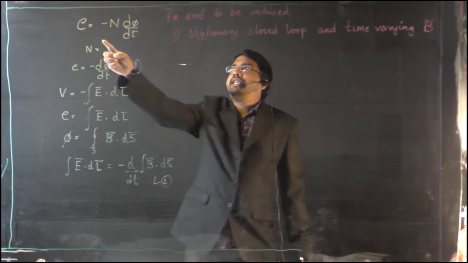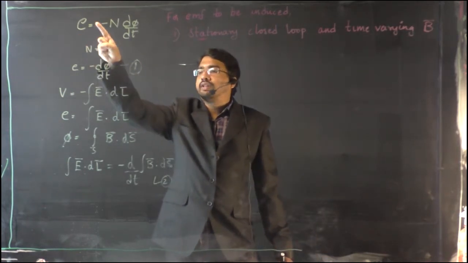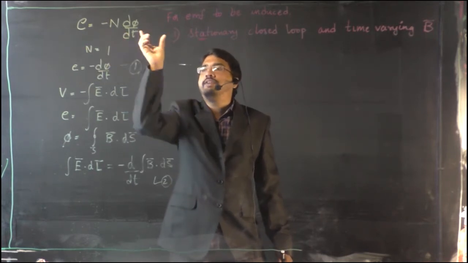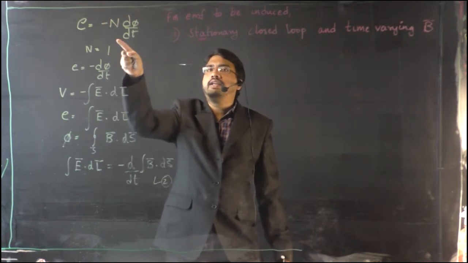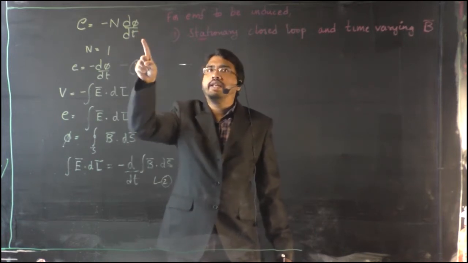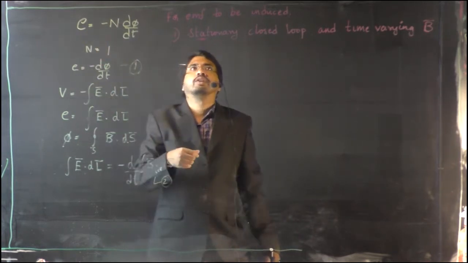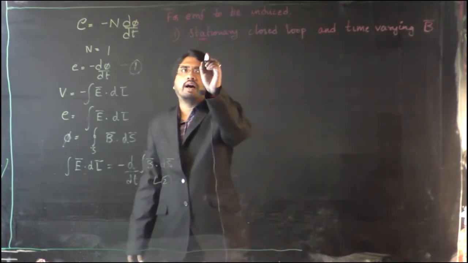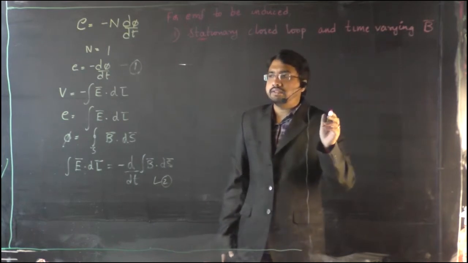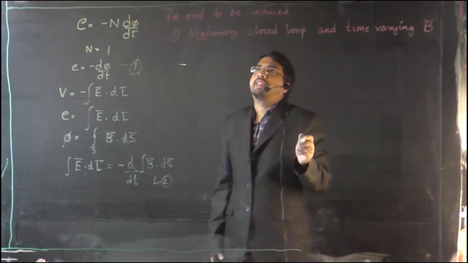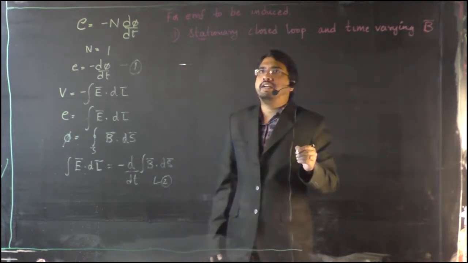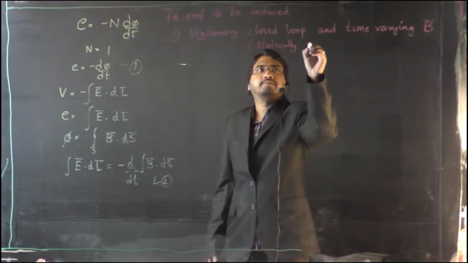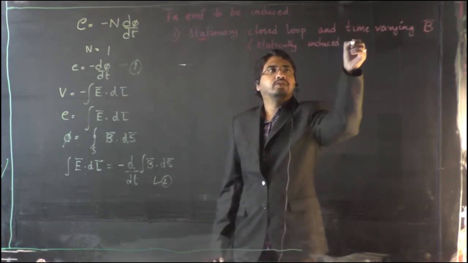Next, for an EMF to be induced in a circuit, the flux or magnetic field should be varied. If the magnetic field is varied, then only some EMF will be induced. So for the EMF to be induced in a circuit, the possible conditions are a stationary closed loop and a time varying magnetic field. A stationary closed loop and time varying magnetic field come under the category of statically induced EMF.